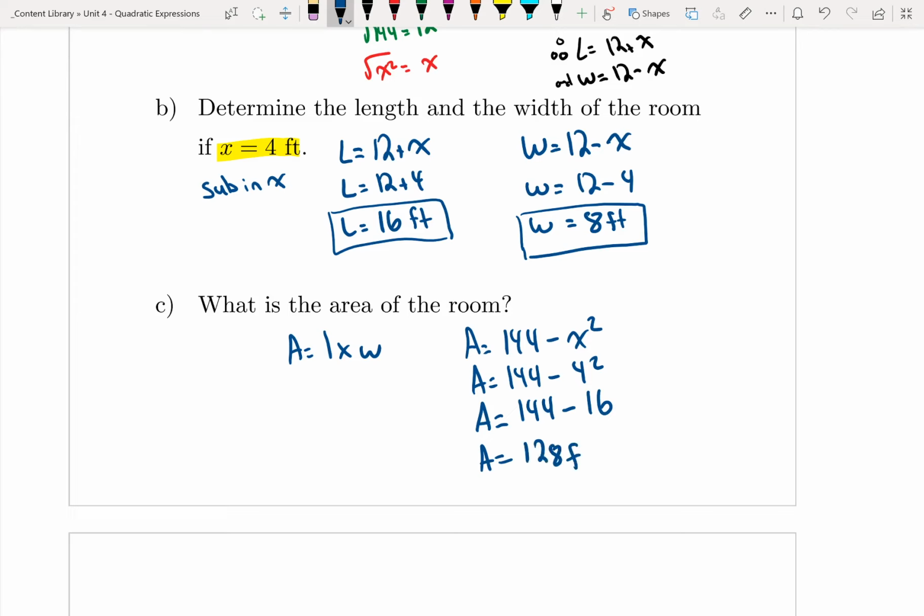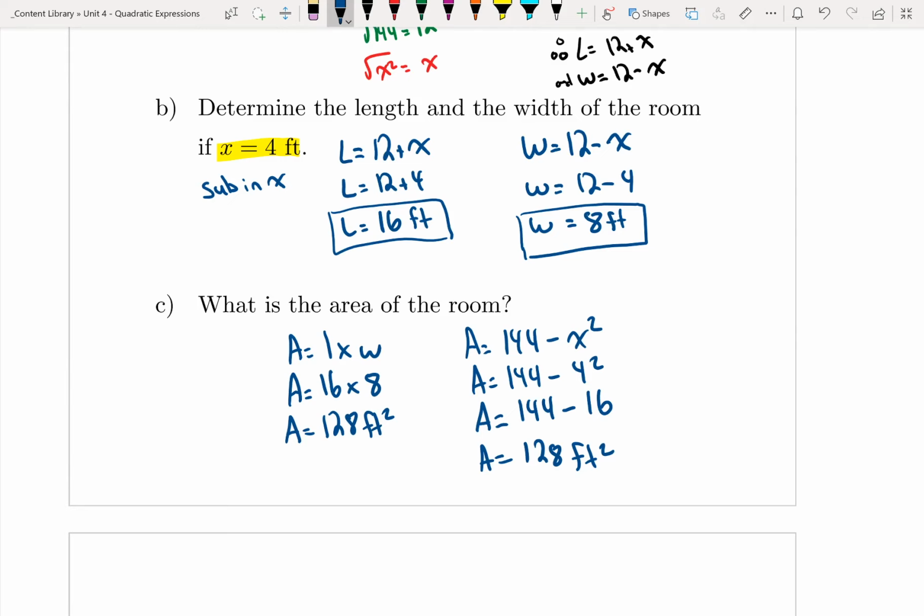128 feet squared. If you were unsure and you didn't factor it, or you didn't break it down into length times width, or additionally, what you could do is just do 16, which is our length, times 8, which is our width, and you should get the same answer, which we do, 128 feet squared. So that's finding the area.